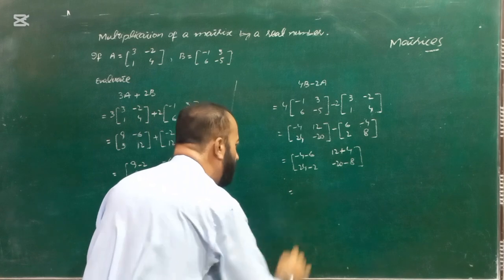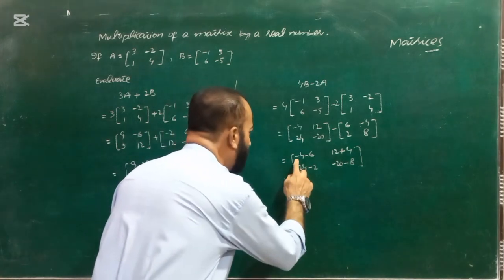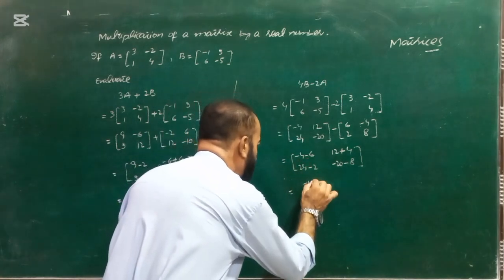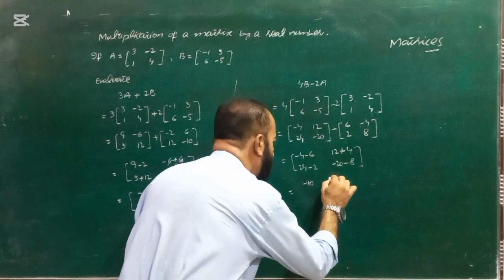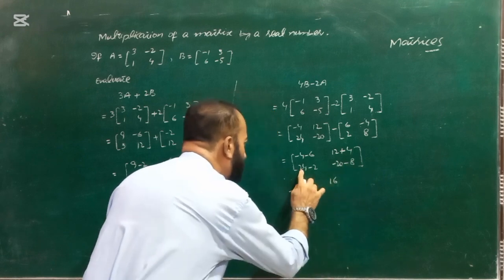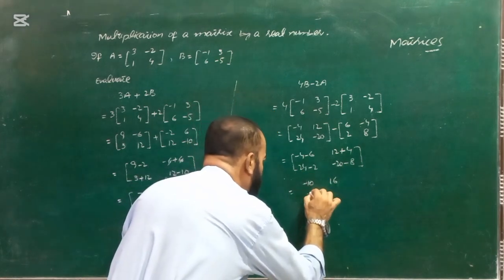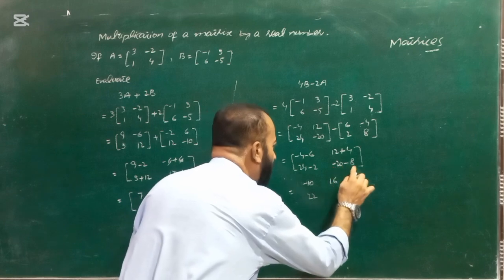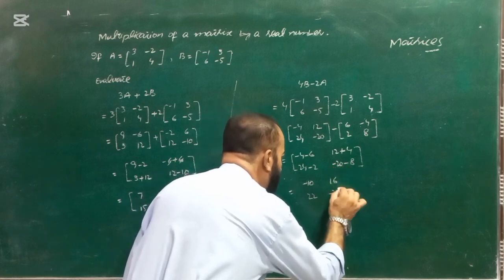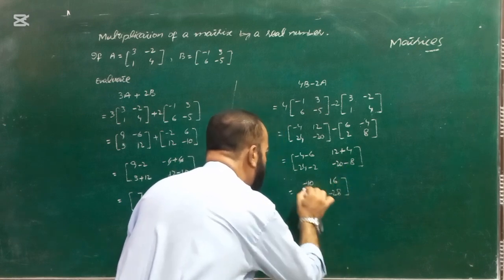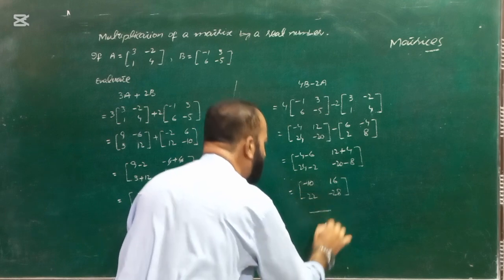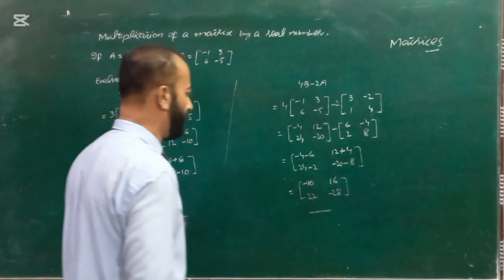Okay, now the final step will be done, that is simplification. So minus 4 minus 6 will be minus 10. 12 plus 4 is 16. 24 minus 2 is 22. And minus 20 minus 8 will be minus 28. So this is the answer of this expression.